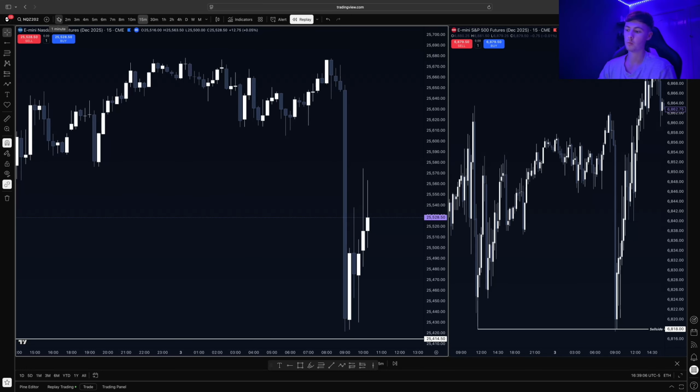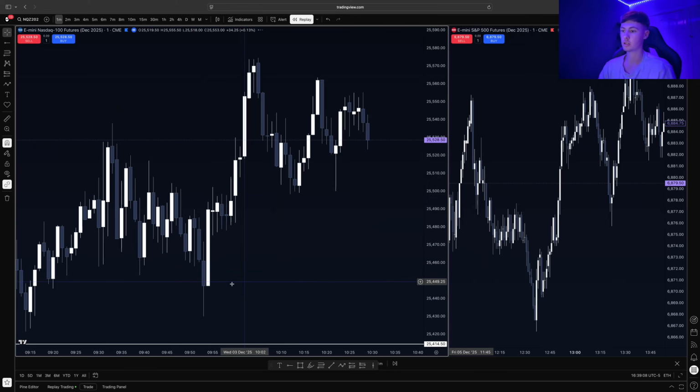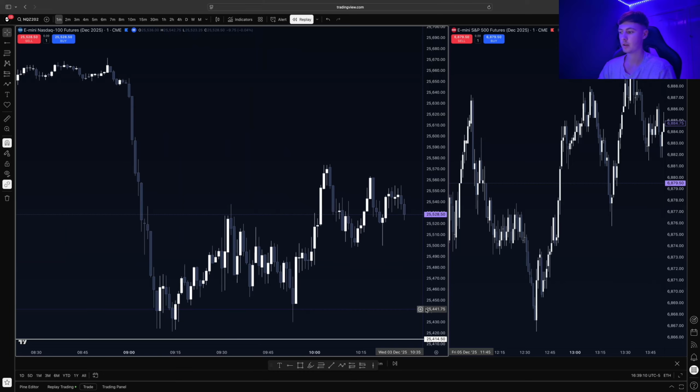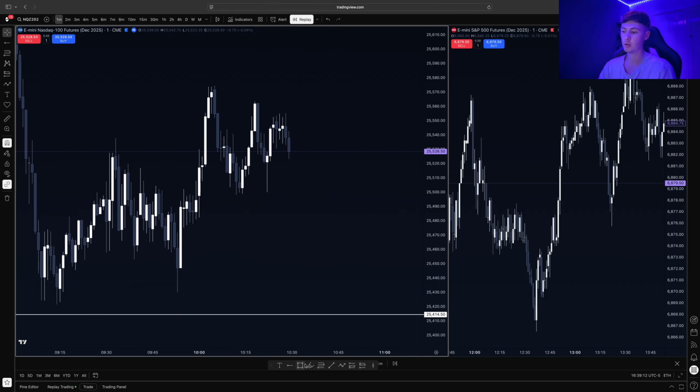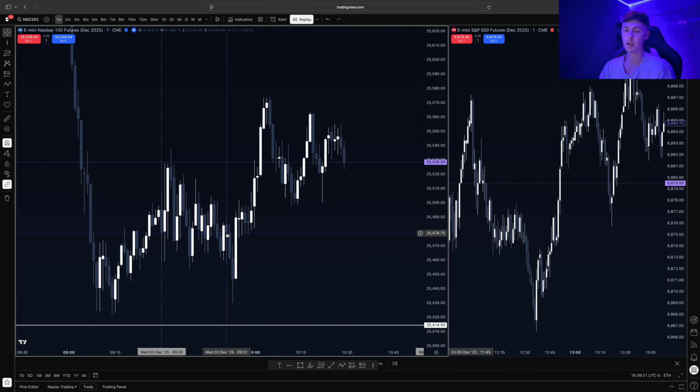So boom, number one, we've got the sweep on liquidity. We'll scale down to the lower time frames now. And we're trading from 9:30 a.m. Eastern Standard Time until around 11 a.m. Eastern Standard Time. So this 90-minute time window, this is where you're looking for the market structure shift with the fair value gap or the breaker entry.